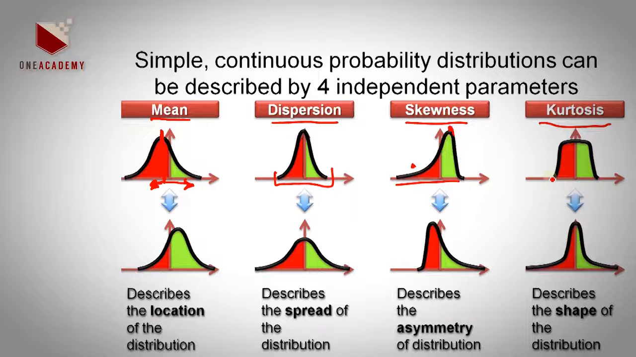And kurtosis basically gives the shape of the distribution, whether it is more like a trapezoid or whether it is more like a tower. So after this quick reminder, let's move on.